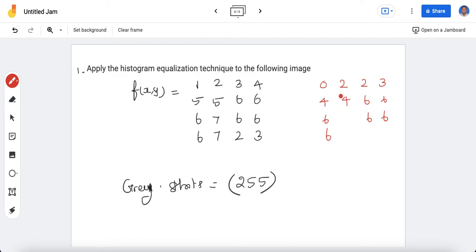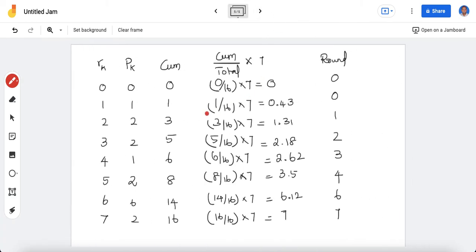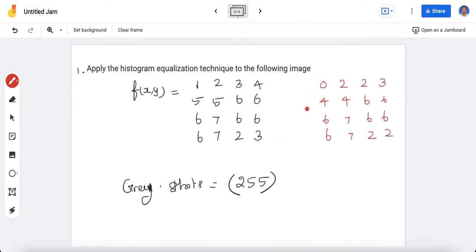2 to be replaced by 2, so this 2 remains 2. Right? 7 to be replaced by 7, so this remains 7. And 3 to be replaced by 2, and this will be 2. Am I right? Sorry, 2 to be replaced by 1, so this I need to replace by 1. I'm sorry about that. So 0 1 2 3 4 4 6 6 6 7 6 6 6 7 1 2.